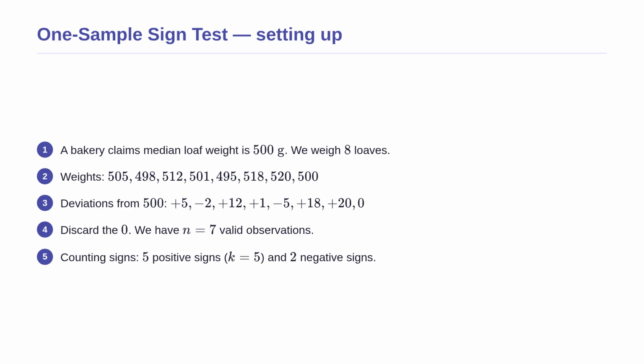Before we move on, let us see this with a concrete example. A bakery claims their bread loaves have a median weight of 500 grams. A customer weighs 8 loaves. To test the claim, we first subtract the hypothesized median of 500 from each loaf's weight. This gives us our deviations. Notice that one loaf weighed exactly 500 grams, resulting in a difference of 0. We discard this 0, leaving us with 7 valid observations. Counting them up, we have 5 positive signs and 2 negative signs.